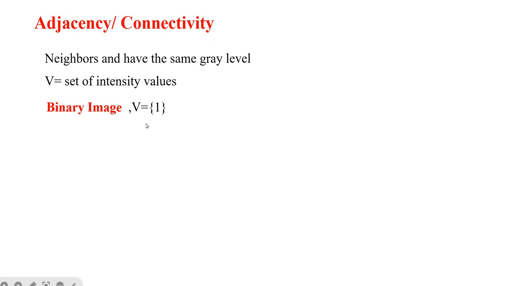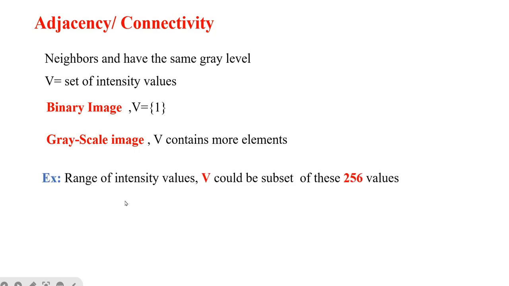Now for a binary image, V will be equal to 1, that is, if we are referring to the adjacency of pixels with value 1. In a grayscale image, the idea will remain the same, but the set V consists of more elements. For example, for pixels with a range of possible intensity values from 0 to 255, this set V could be a subset of 256 values, whereas in binary we have V equal to 1.